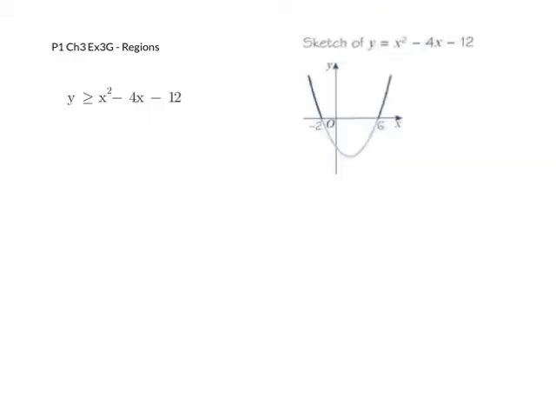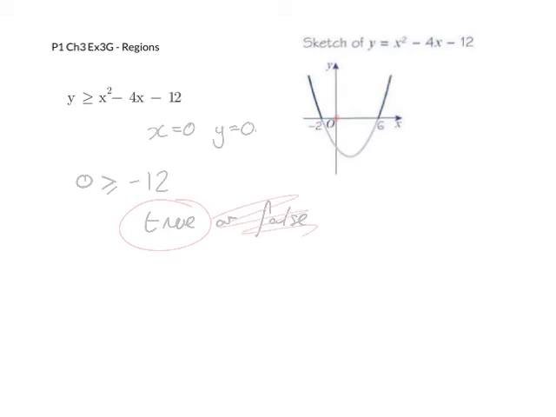Now the concept is no different if we have an inequality with a quadratic on one side instead of a linear. So what we do is choose a point. That trick of choosing x equals 0 and y equals 0, if you can, is a good one. If not, choose y equals 1 and x equals 0, or x equals 1 and y equals 0. Something easy. Anyway, 0 is greater than or equal to -12. Well, 0 is greater than -12. So we shade that side of the line.